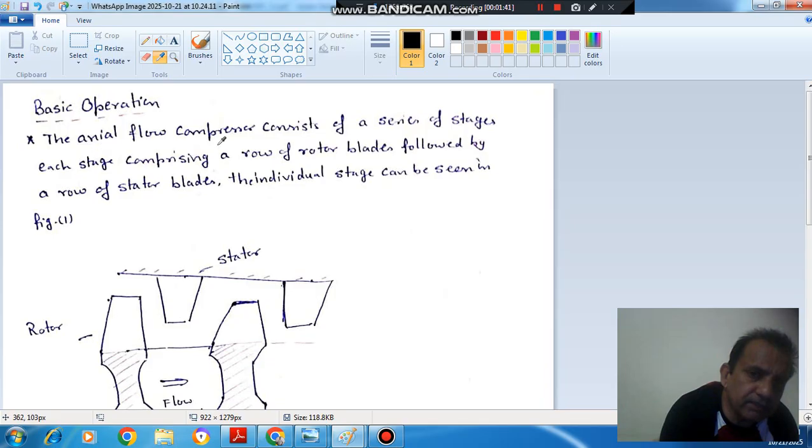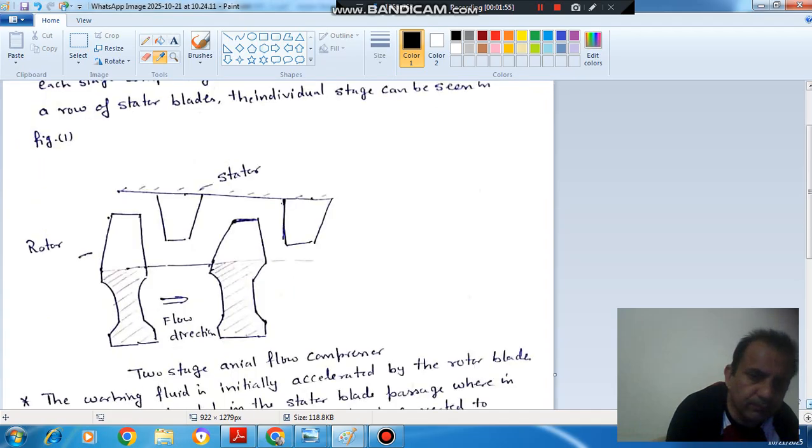First point: the axial flow compressor consists of a series of stages, each stage comprising a row of rotor blades followed by a row of stator blades. The individual stage can be seen in figure 1. So this is your stage, this is the rotor, this is the stator, and this is again a rotor and a stator. So this is a two-stage axial flow compressor.